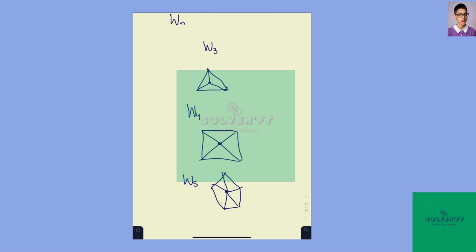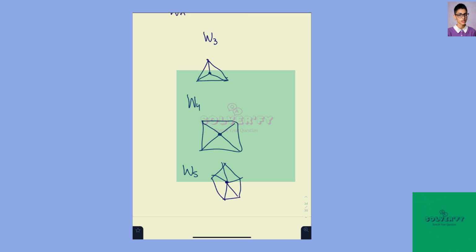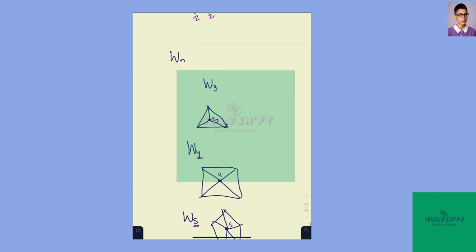So what we see is, once again, the center point is the one that always has the highest degree. Here it has 3, just like all the other ones, but here specifically it has 4, 5. Notice that the highest degree vertex has the same number of edges connected to it as the actual n value itself. So that tells us that the edge chromatic number of Wn is just n.